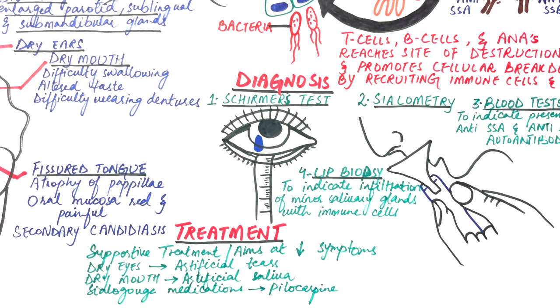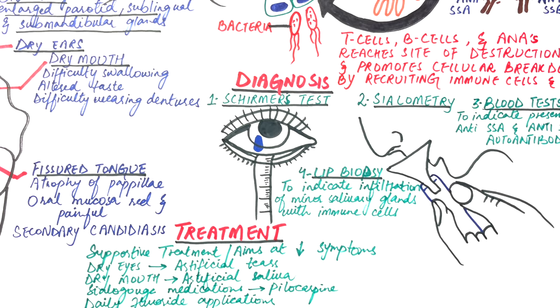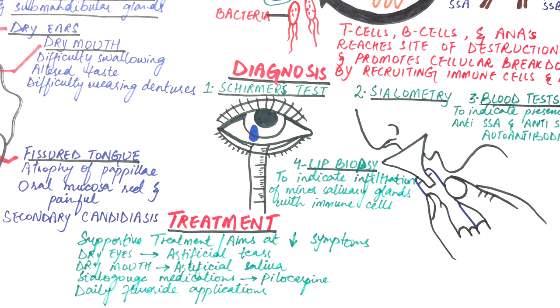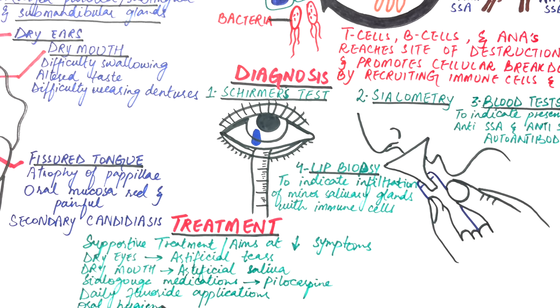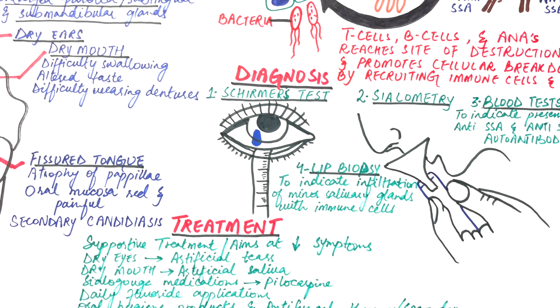Since patients with Sjogren's syndrome are at an increased risk of dental decay, daily fluoride applications are indicated. Symptoms can also be relieved by the use of oral hygiene products like mouth rinses and regular tooth brushing. Antifungal therapy is needed to treat secondary candidiasis.